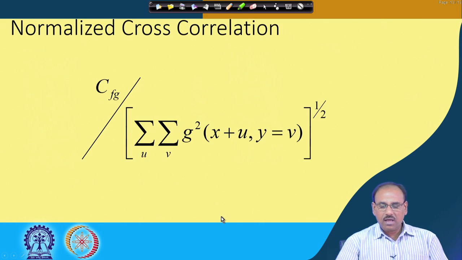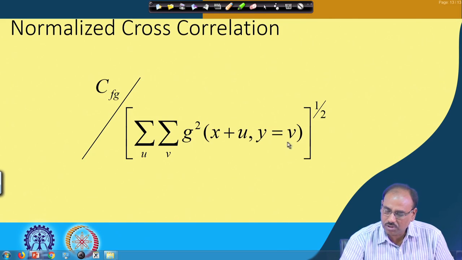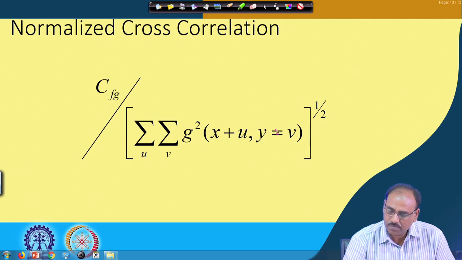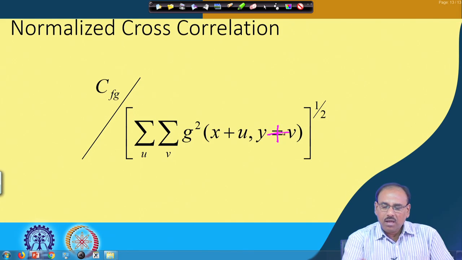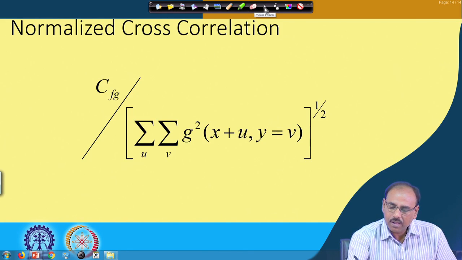So what I have to do is normalize the cross correlation by the value of g squared at (x plus u, y plus v). Sorry, this should be plus. So take g squared of (x plus u, y plus v), take the summation, and take the square root of this. With this I have to normalize my computed cross correlation, so that it becomes independent of the value of g, which is variable. Once I do that, let us see what we get.